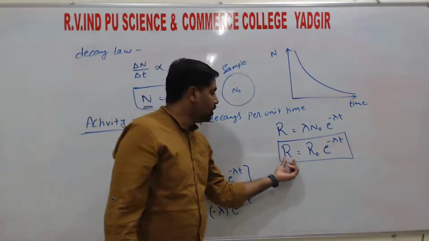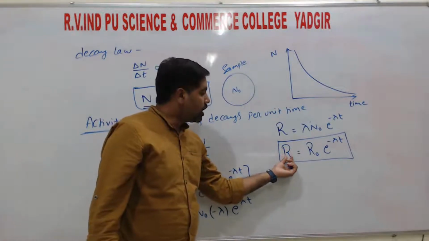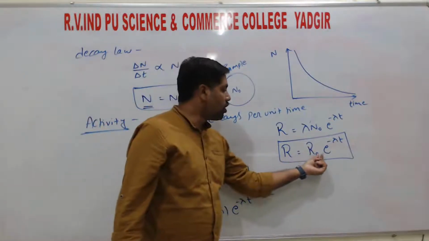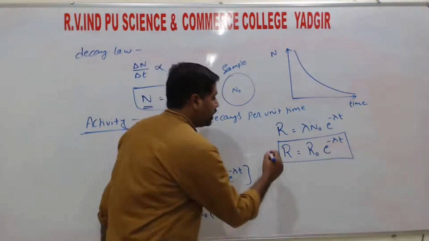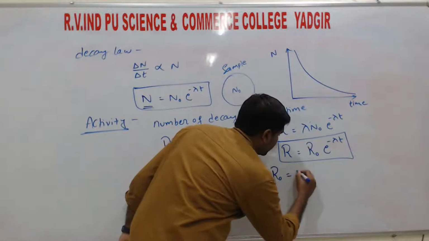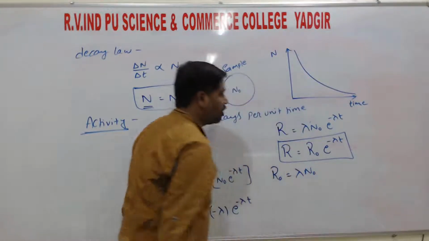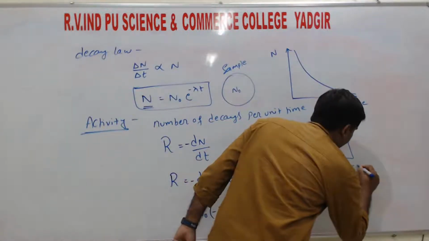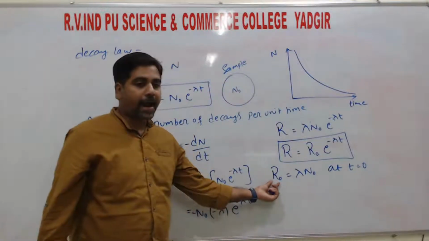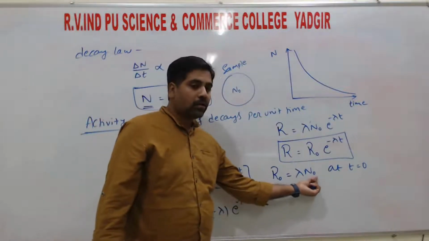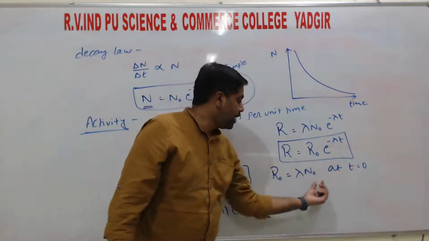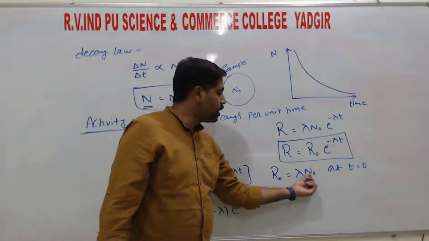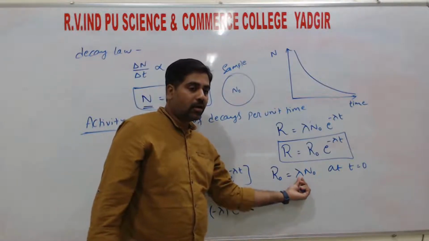Here R is the rate of decay. That means R is equal to minus dN by dt, right? So R is equal to r naught e to the power of minus lambda t. Here r naught we have taken as lambda n naught. That means at time t equal to 0, we have activity r naught is equal to lambda n naught. Initially we have a sample n naught and the activity r naught is equal to lambda n naught, where lambda is the decay constant, right?